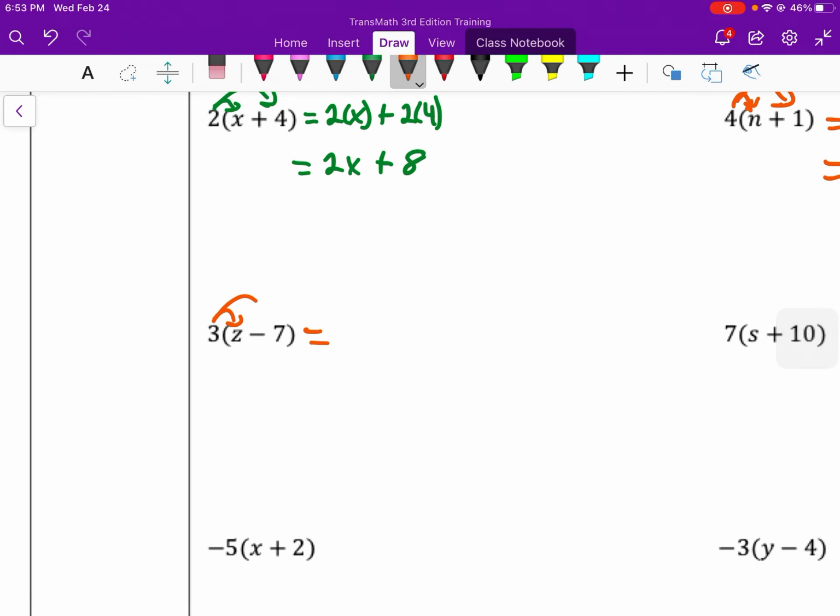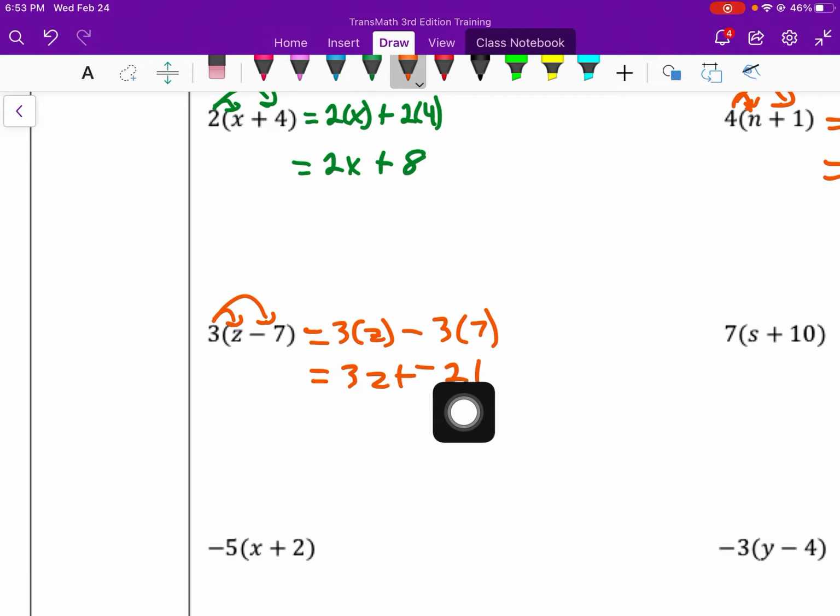3(z minus 7), distribute. So we get 3 times z minus 3 times 7. We can rewrite that as 3z plus a negative. I rewrote minus as plus a negative 21. 3 times 7 is 21, so now we have 3z plus a negative 21. Again, our terms are not the same. This is a constant, this is a coefficient with a variable, so we cannot combine them, they are not like terms.